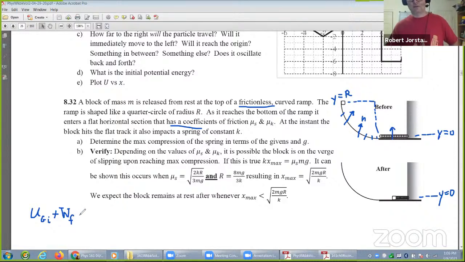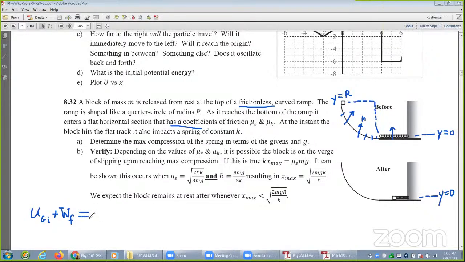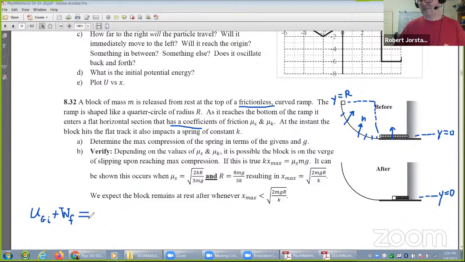Wait, what about the work done by the spring? The spring is fully extended, so no. We're going to account for the work from the spring using energy. So that's why we're not going to do it. Does that make sense?